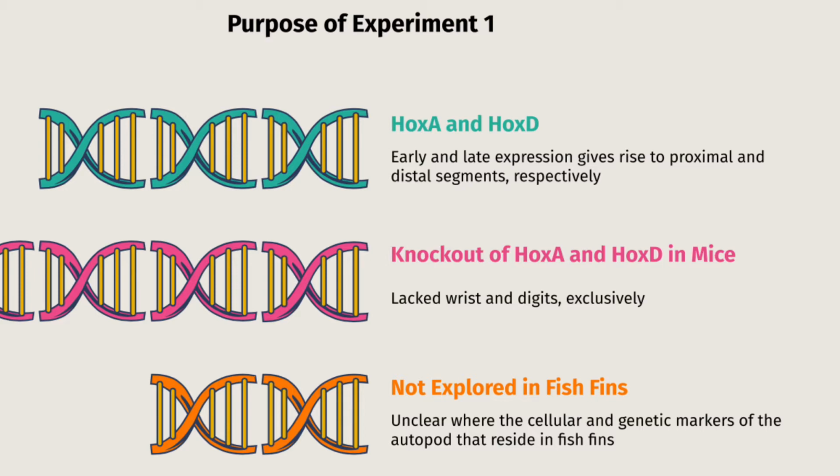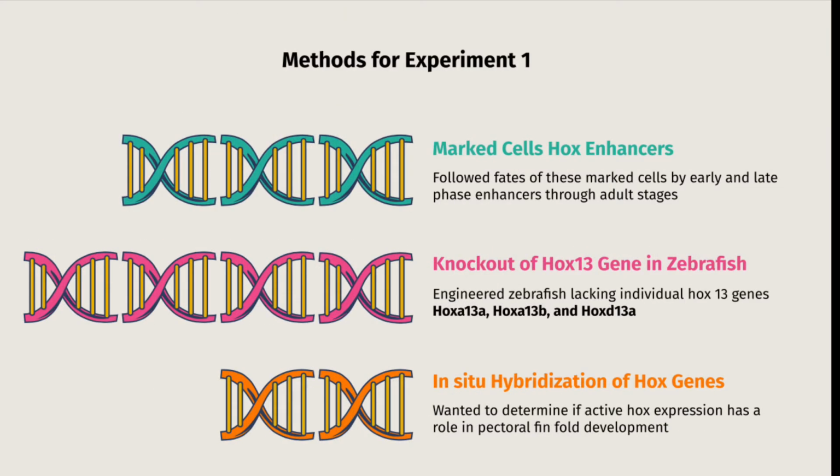But this mechanism has not really been explored in fish fins, so it's unclear whether there are cellular and genetic markers of the autopod that reside in fish fins. In order to do so, they marked cells, Hox enhancers, and then followed the fates of those cells. They also performed knockout experiments of Hox genes, specifically Hox A13A, Hox A13B, and Hox D13A. And they also used in situ hybridization of Hox genes to determine if active Hox expression has a role in pectoral fin fold development.